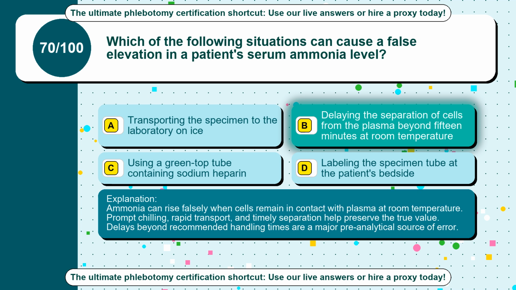Ammonia can rise falsely when cells remain in contact with plasma at room temperature. Prompt chilling, rapid transport, and timely separation help preserve the true value. Delays beyond recommended handling times are a major pre-analytical source of error.